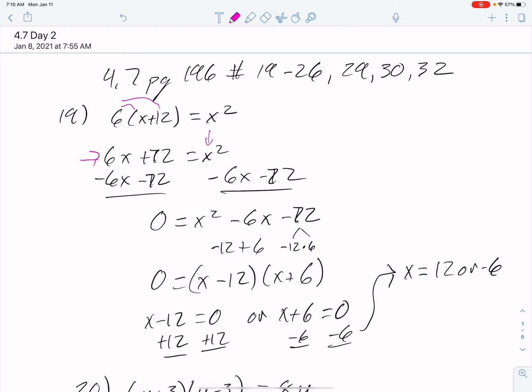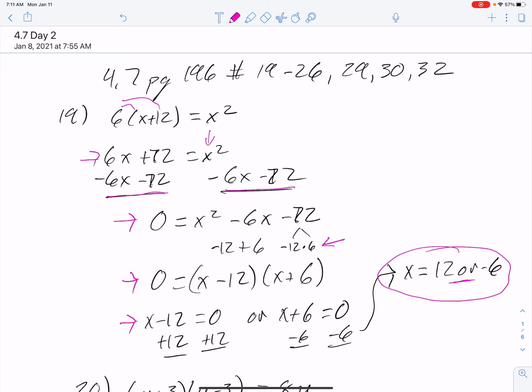Like I said in class, since I prefer to have my lead term positive, I'm going to go ahead and subtract the 6x and the 72. And now that my values are equal to 0, I can start factoring. And I know that I've got factors of negative 72 that are negative 12 and 6 that will add back together to be negative 6. So I finish my factoring, set each piece equal to 0, and then come up with my final answer.